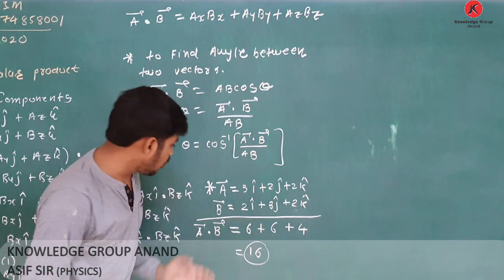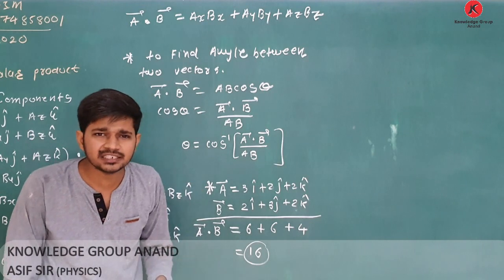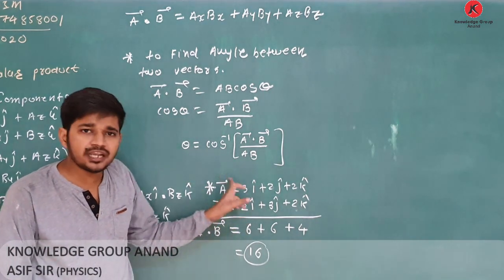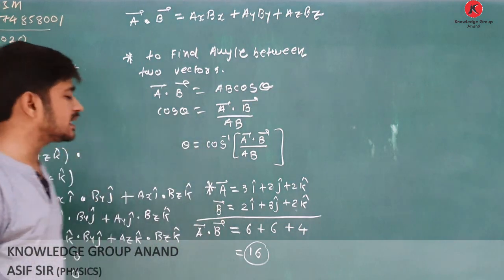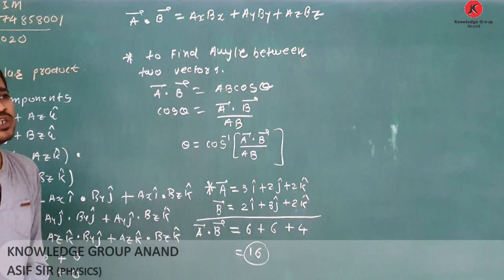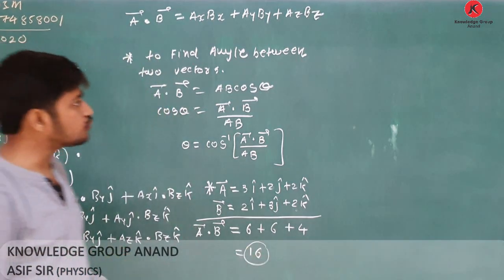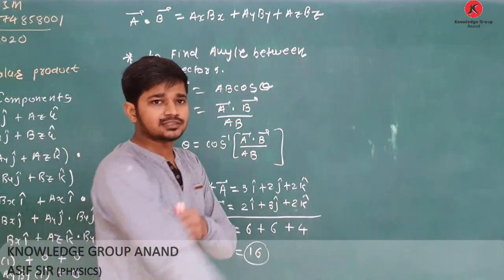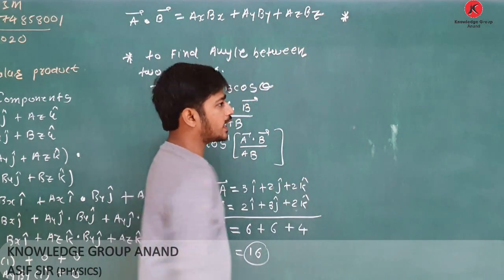So how to find this dot product? It is simple, very easy. A dot B. Clear about this? Now we will see another example. If you are given two vectors, then how do we find the angle between them? We are taking two vectors.